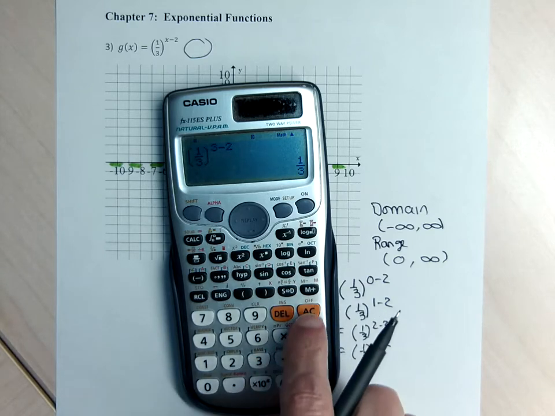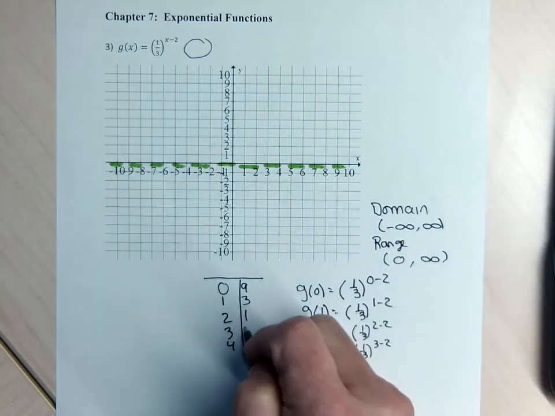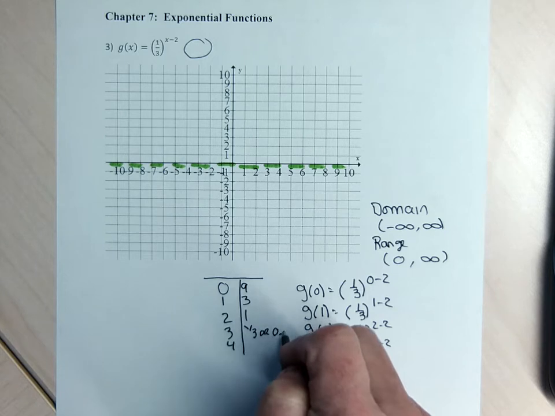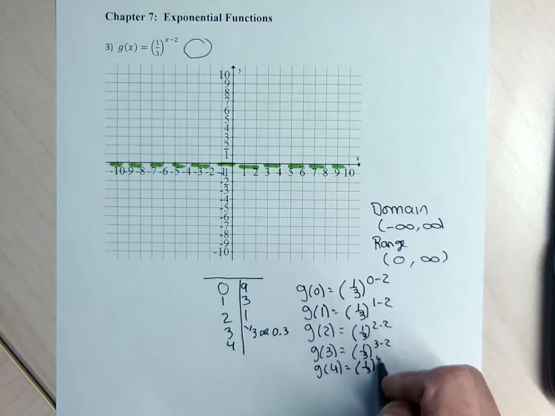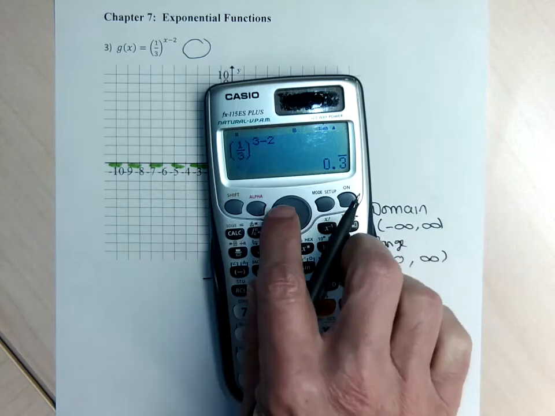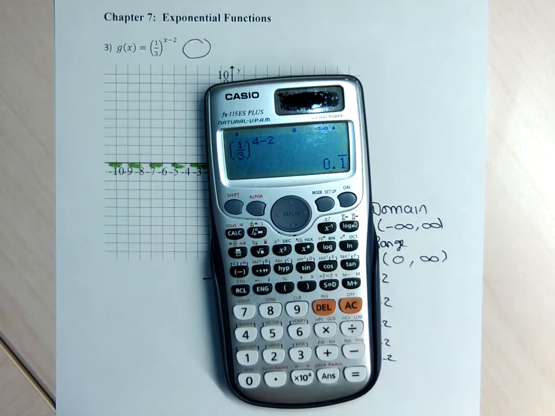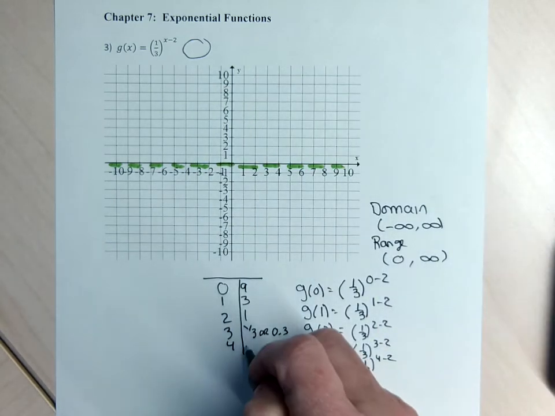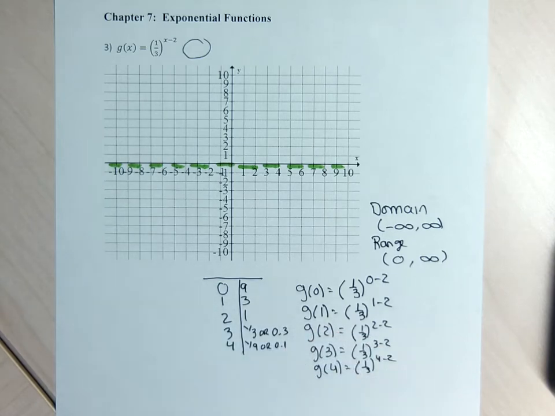1/3 would be fine. So for this y, either 1/3 or 0.3. And then g of 4 is going to be 1/3 to the 4 minus 2. Either 1/9 or 0.1. It doesn't matter to me, but the decimal version of this is going to be 0.1. So now I'm going to plot the points.